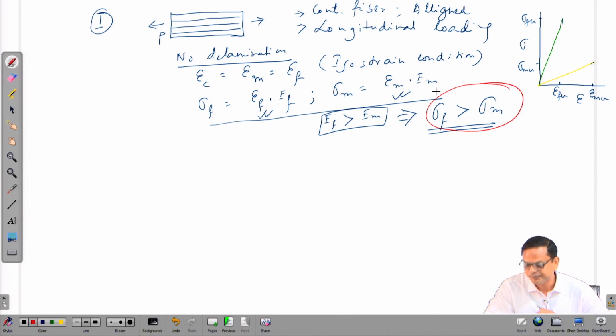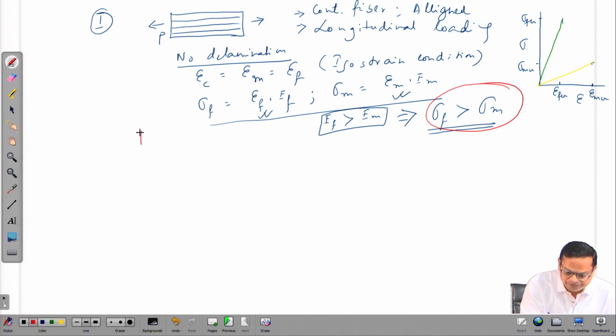Sigma f is always higher than sigma m. That means the stress being experienced by the reinforcement of the fiber is always higher than the stress being experienced by the matrix. Later we will see that the load being carried by the fiber is also quite higher than the load being carried by the matrix, and that is why the load transfer mechanism should be efficient. That is why the interface plays an important role, that the load should be transferred properly, because the maximum amount of the load would be carried by the reinforcement particles because of their higher modulus. All right. So, let us move on.